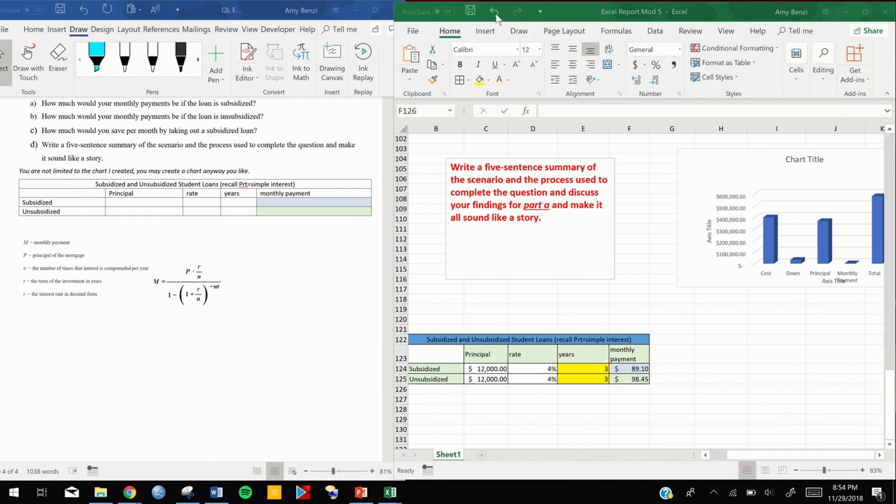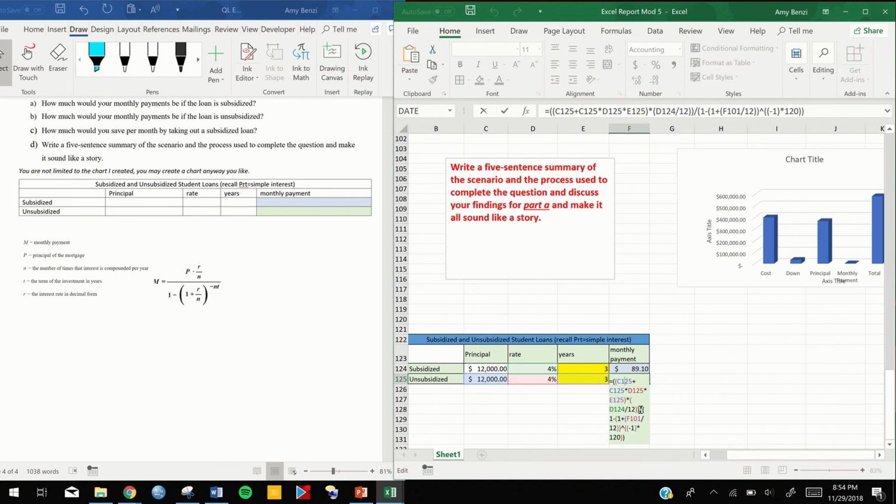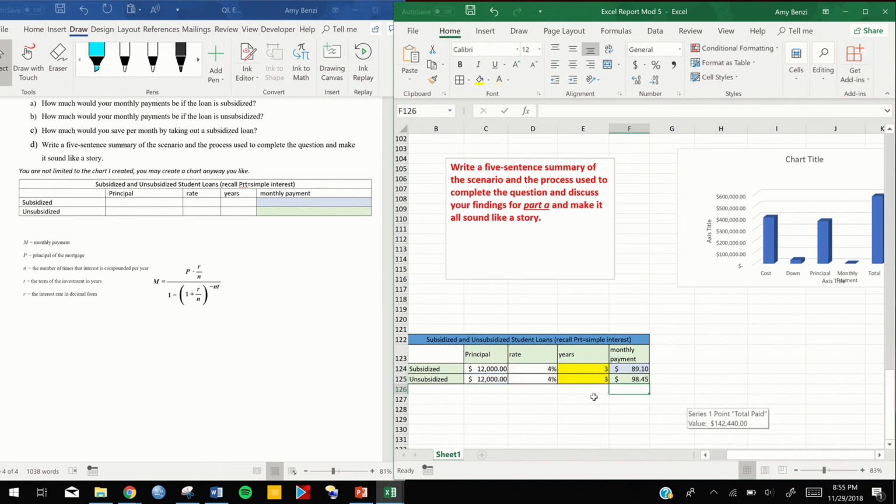All right, I found it. It was a very simple mistake. I had one too many parentheses in my numerator. Right at the end of my numerator, I had an extra parenthesis. So that was pretty simple. All right, so here you can see that on a $12,000 loan for 10 years, you would pay back $89 a month for the subsidized and $98 for the unsubsidized. And, you know, we could even add a whole other column here and find out the total.